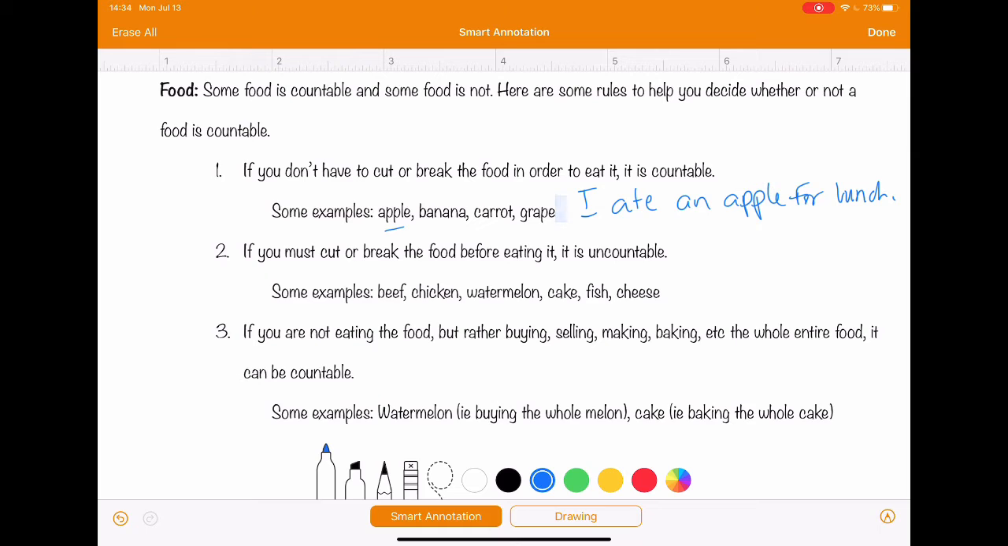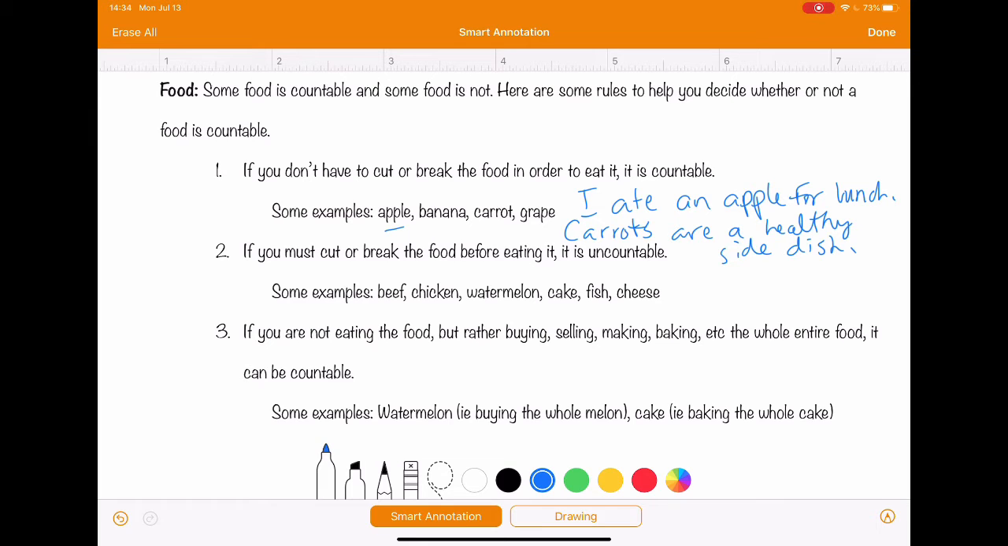Or I could say something like carrots are a healthy side dish, right? So I can just pick up a carrot and eat it. I don't have to cut it. I can just pick up an apple and eat it. I don't have to cut it.